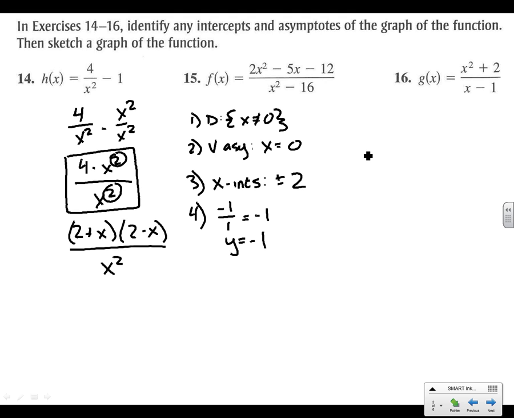So let's go ahead and graph this. Important points: we have a vertical asymptote at x equals 0. We have an intercept at -2. We have an intercept at +2. And then we have a horizontal asymptote at y equals -1. We're going to put this in our graphing calculator to find the shape. And it looks something like that.